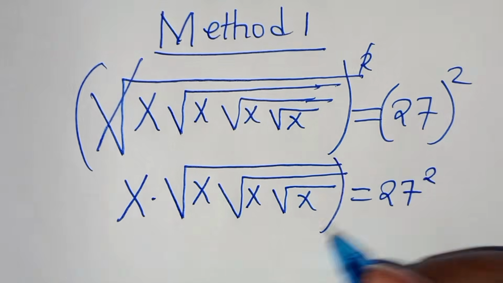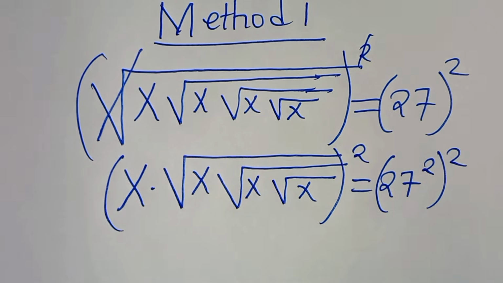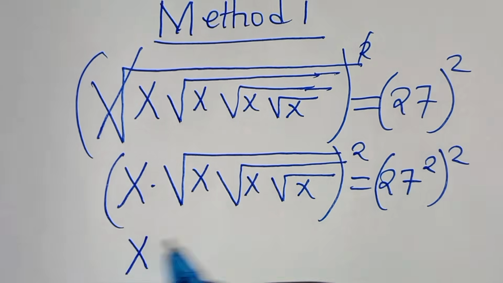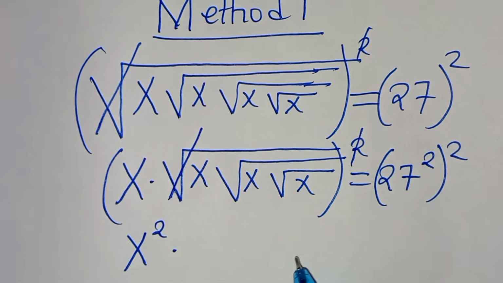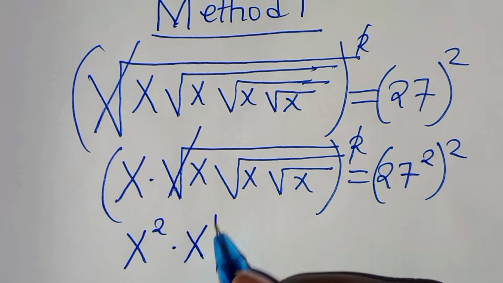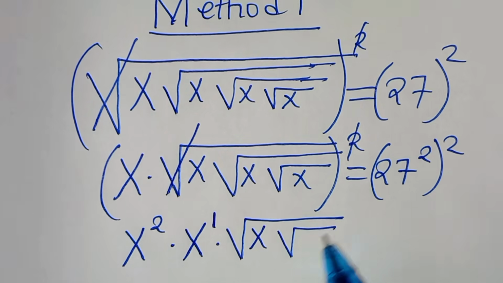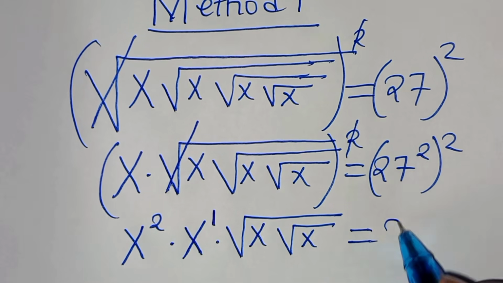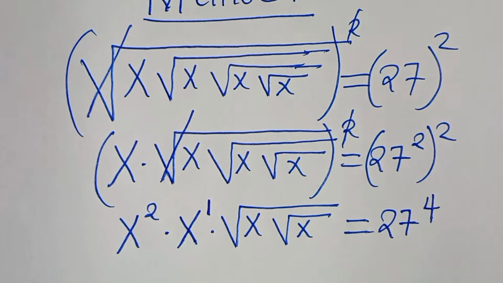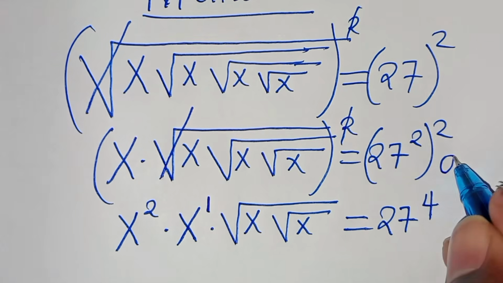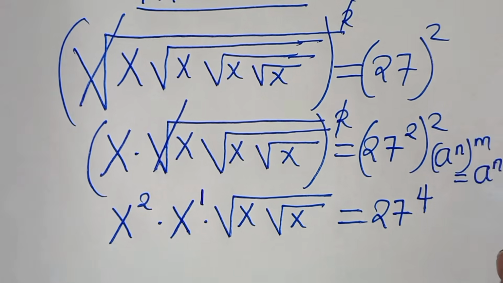The next step is to square on both sides again, so that now this is x to the power of 2 multiplying by, now let's eliminate the second square root sign so that we have x, this is x raised to the power of 1, then times square root of x multiplying by square root of x. This is equal to 27 raised to the power of 2 times 2, which is equal to 4. Remember, this is in the form of a to the power of n raised to the power of m, which can be expressed as a to the power of n multiplied by m.